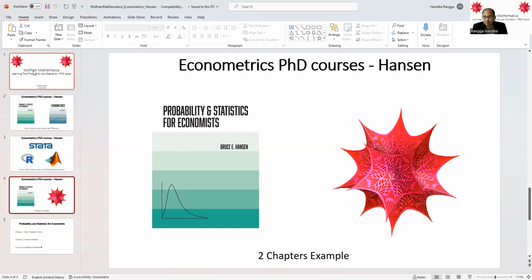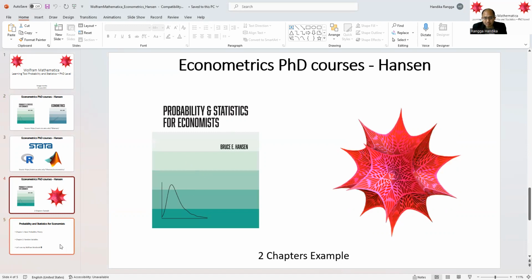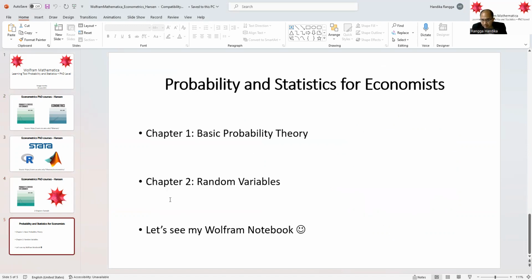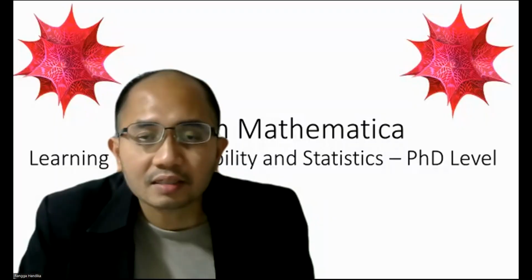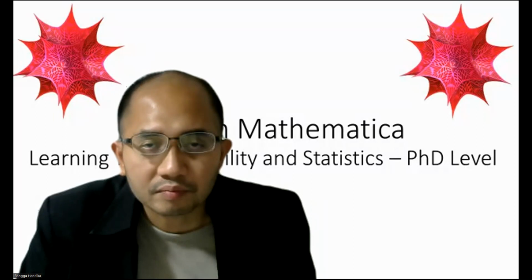We know that Wolfram Mathematica is mainly used by mathematicians, but we can see the application, and it's quite easy to see how Wolfram can help with probability and statistics for economists as well as the foundation of econometrics. So let's go to the two chapters. The first chapter covers basic probability theory and then random variables. So let me open the Wolfram notebook.